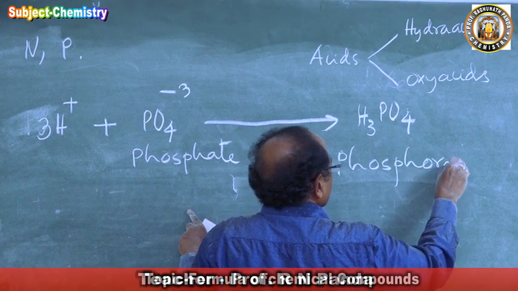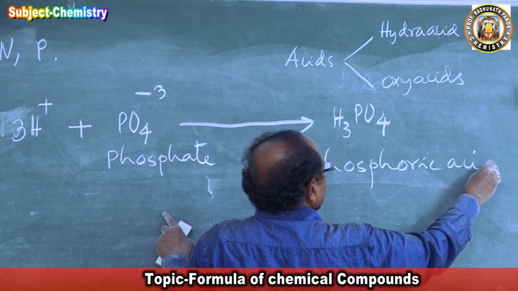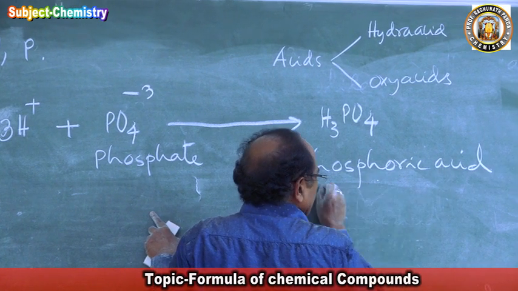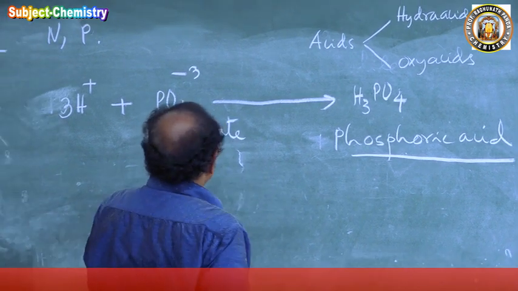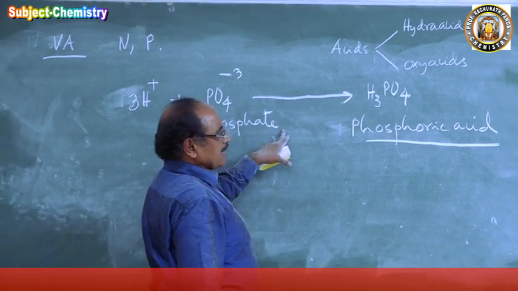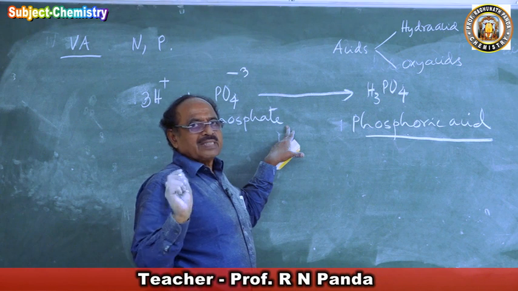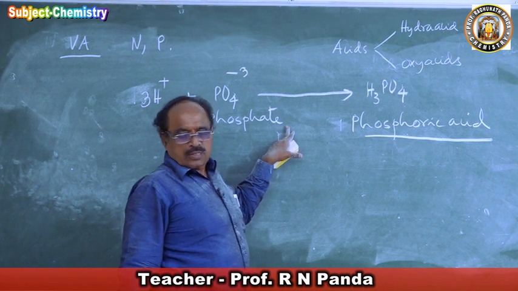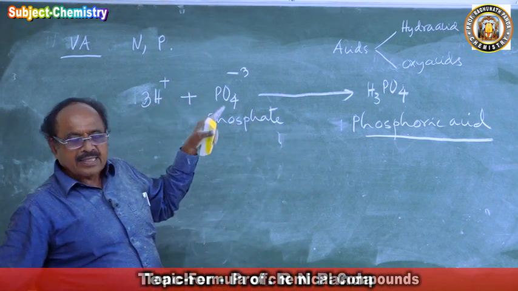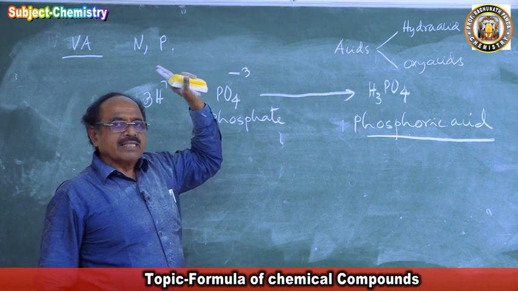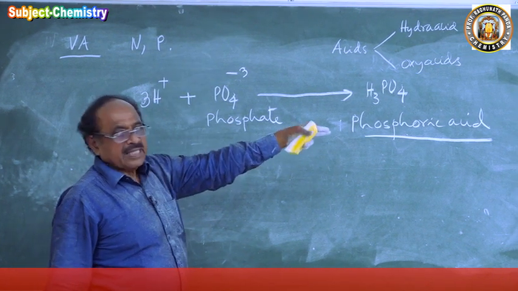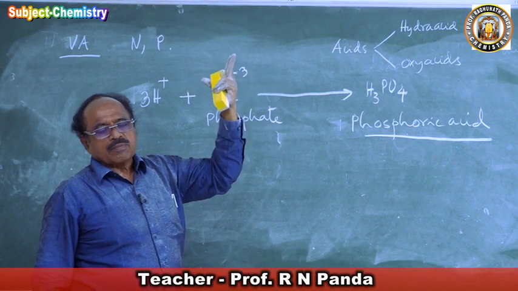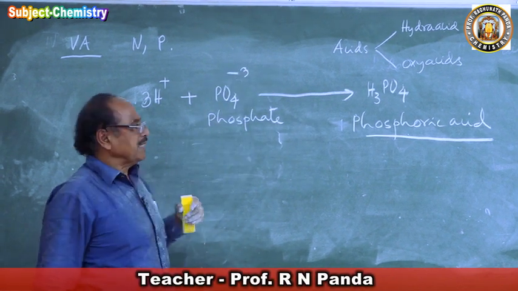Phosphoric acid. This comes from this, but there is a little bit of change here. Phosphate minus ATE plus IC acid would be phosphic acid, but that will not sound good. So what did they do? They went to the element phosphorus, and from phosphorus they got the name phosphoric acid.